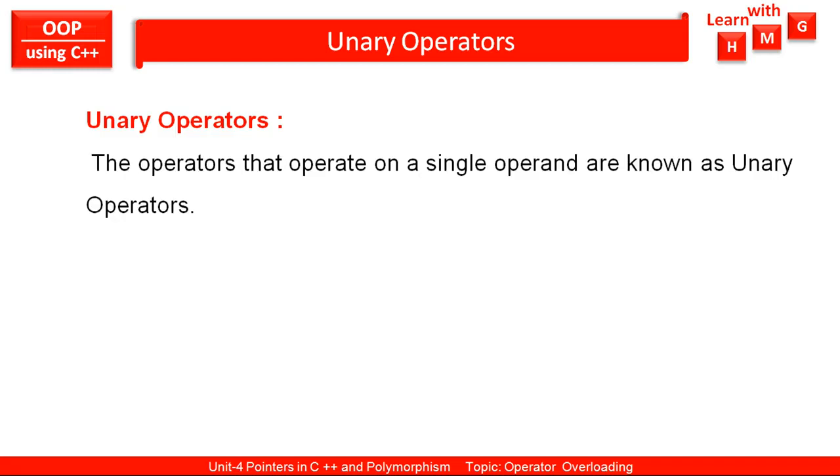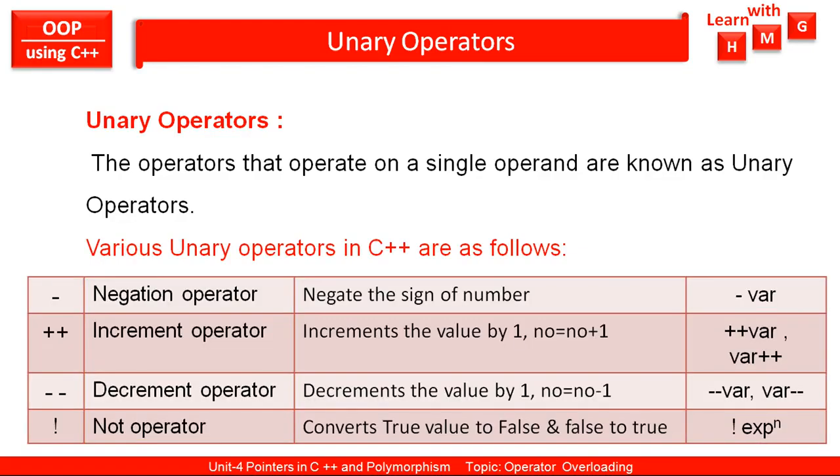The operators that operate on a single operand are known as unary operators. Uni means single or one, and that's why unary means operating on a single operand. Opposite to this are the binary operators, which operate on two operands. So the various unary operators in C++ are as follows.